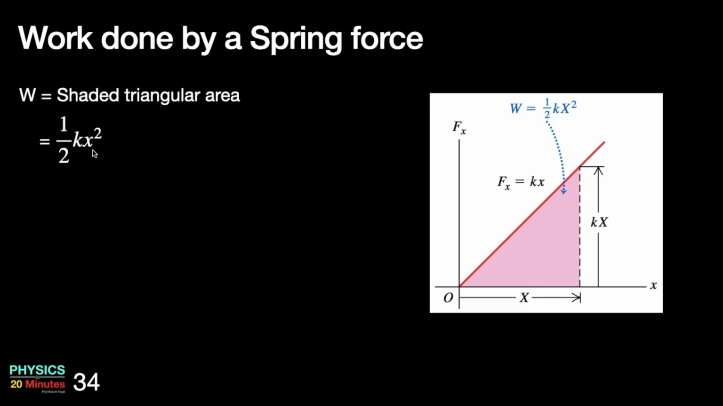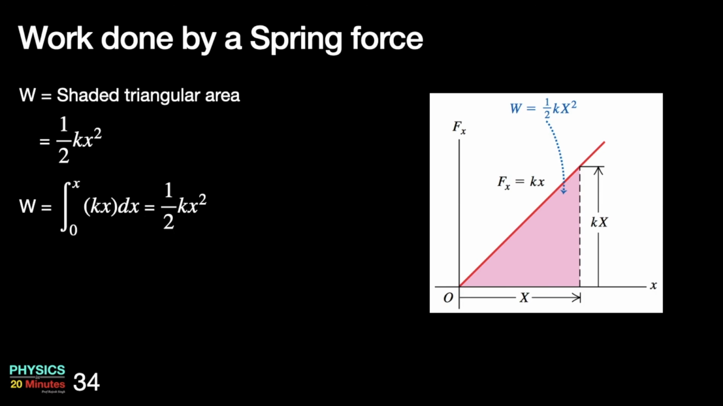Of course, you can obtain this by integration also. It's a variable force, a force that changes with position. So in place of F, you write kx dx, and you integrate it from the initial limit 0 to the final limit x. Once you do the integration, you will get half kx squared.